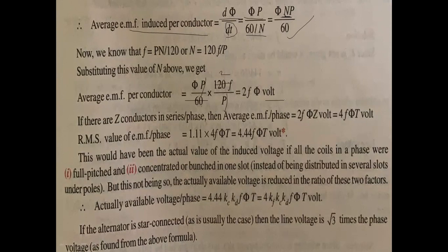Per one conductor, I am assuming there is one conductor, and what is the EMF induced? Per one conductor, there will be 2 pi F of voltage induced. So total how many conductors are there? Z conductors, so into Z. So if there are Z conductors in series per phase, the average EMF induced is 2F pi into Z.